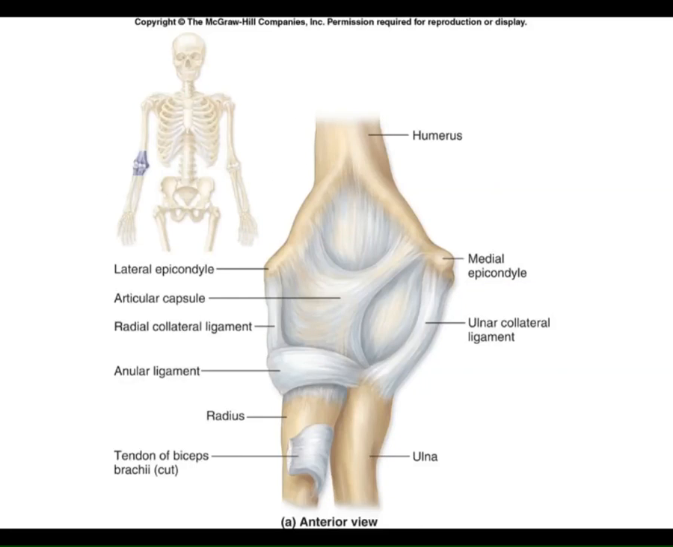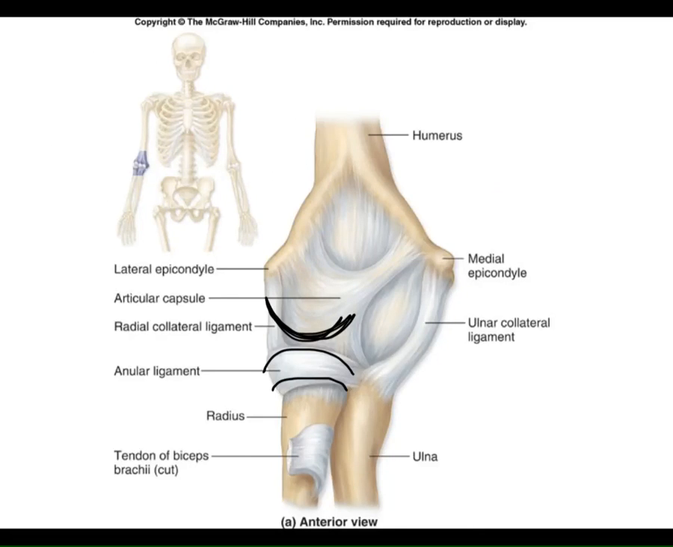Right underneath this rounded area, what would we call this rounded end of the radius? That perfectly round end of the radius is called the head, right? That's the head of the radius. And the head of the radius meets a rounded section right here of the humerus called the capitulum. And then the ulna is going to come in with that trochlear notch and connect to the trochlea.